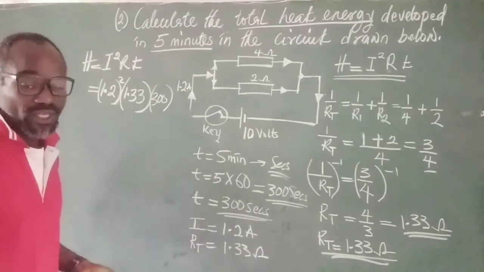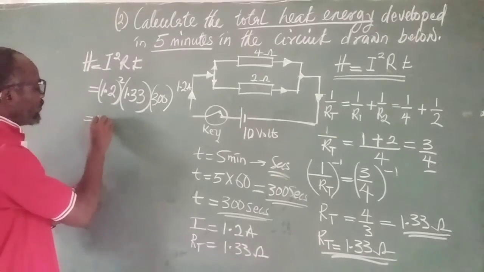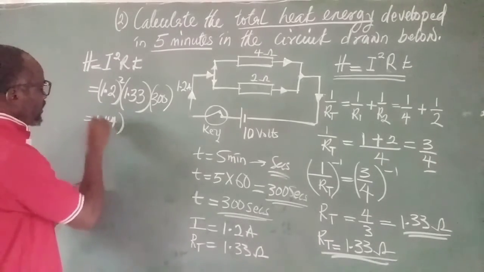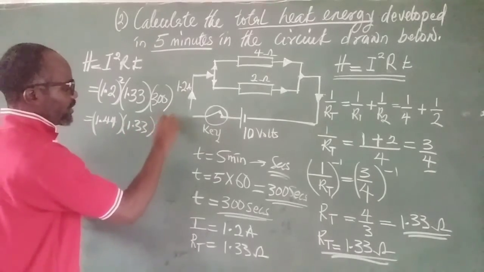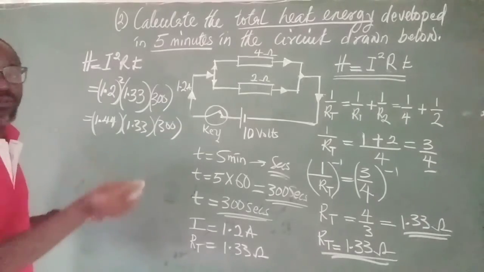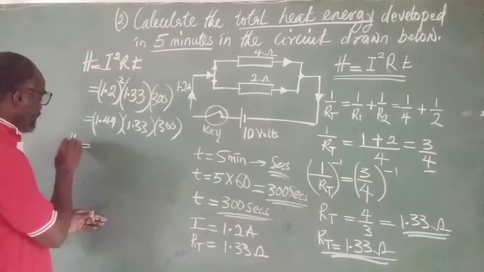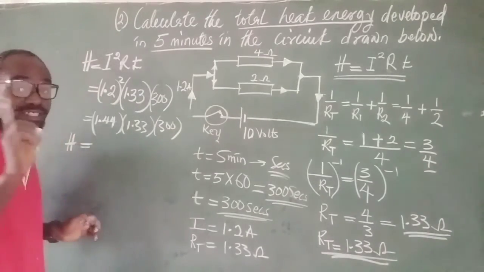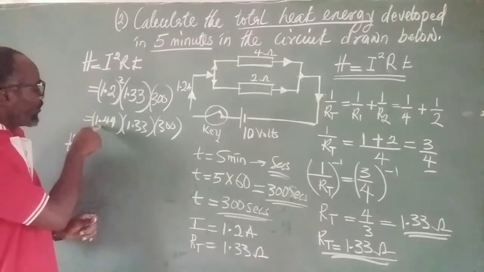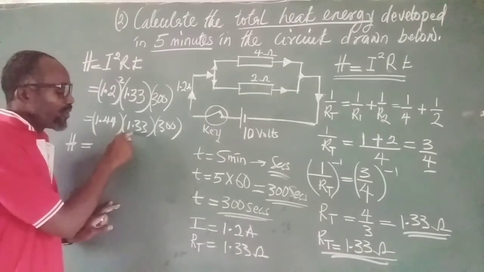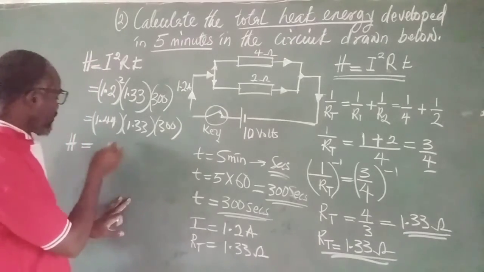So with these we continue. What we have here is going to be 1.44, and then we have 1.33, and then we have 300. By the time we finish everything, I want you to find out the value of 1.44 times 1.33 times 300 seconds, which represents the time, and put it in the comment section. What are you going to get?